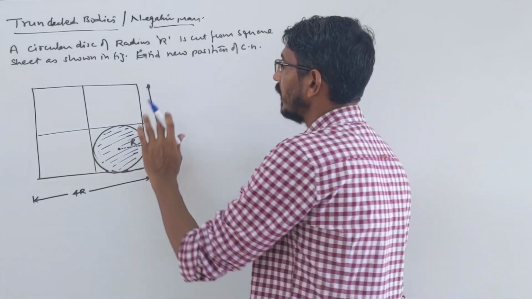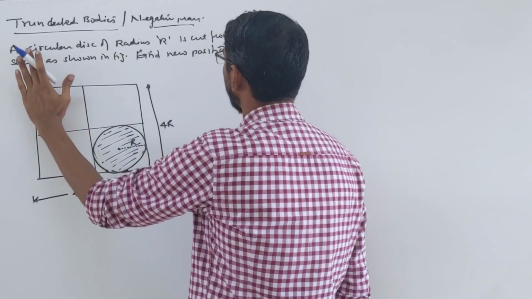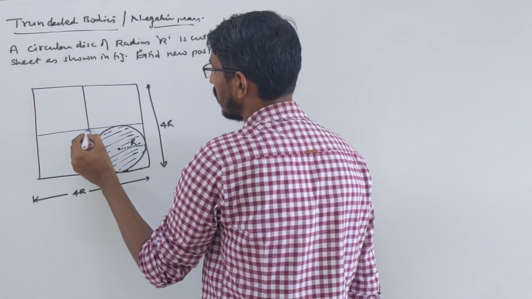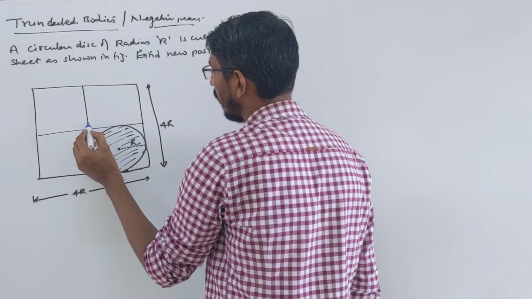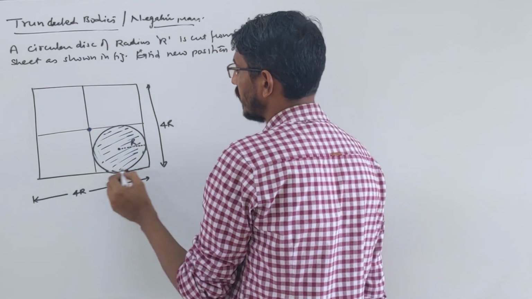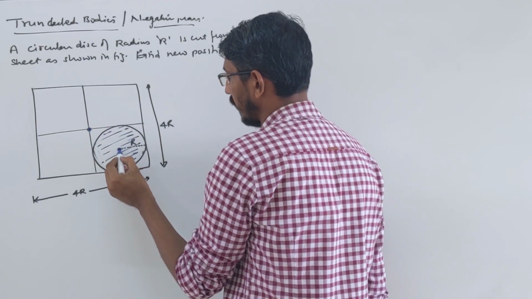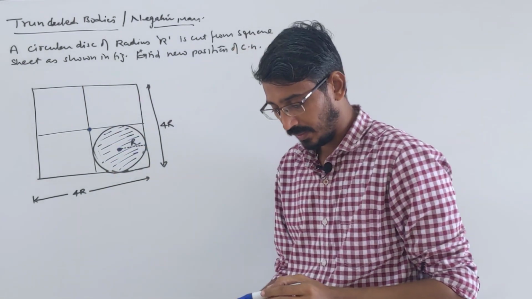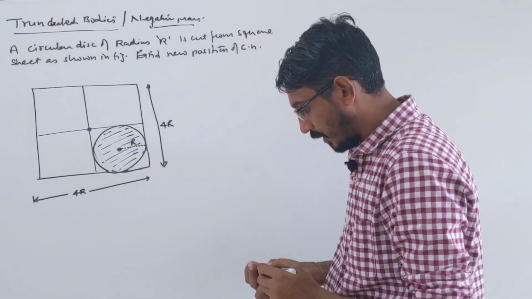When the square sheet was complete, the center of mass will simply be the geometrical center here, and the center of mass of this disc will be here at this point, right? Correct. Okay, same procedure.